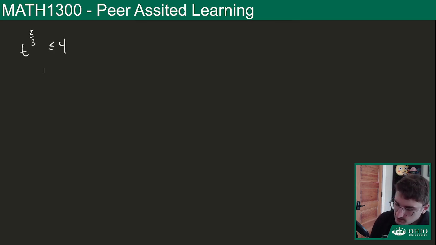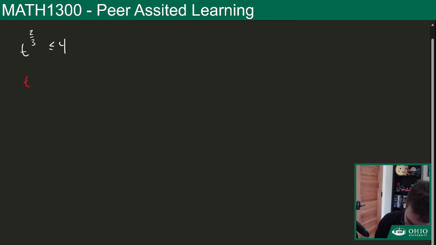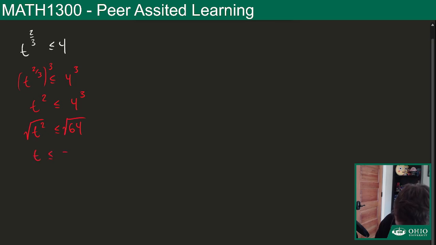What I will do first is a quote-unquote bad solution, or just the less optimal solution. You might be able to wrestle your way into the correct answer here, but let's just look at what would happen if we tried to use a common mistake. So the first thing I'm going to do is raise both sides to the third power. This will cancel the 3 from my 2 over 3, and we have that t squared is less than or equal to 64. Now I can root both sides, and I get t is less than or equal to plus or minus 8.